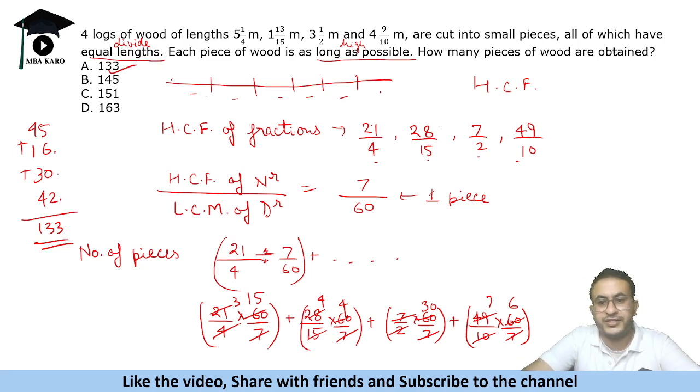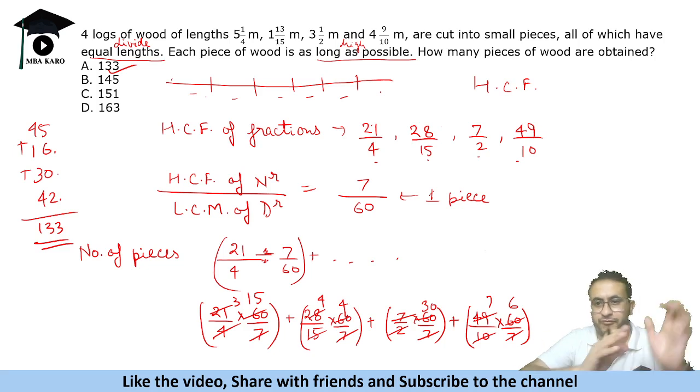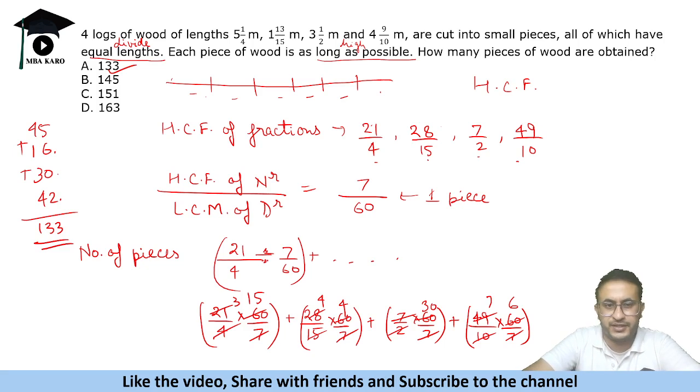So a beautiful question on HCF, an application of HCF. We find the length of each piece. The length of each piece is the HCF, and then we find how many pieces can be obtained from individual woods and then add them. So that is 133 pieces.